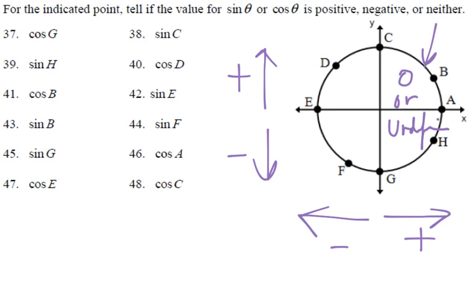So if we look at the sine of E, okay, E would be right here. Well, is that above or below? Nope, that's right on the line. That's a 0, so it would be called neither.